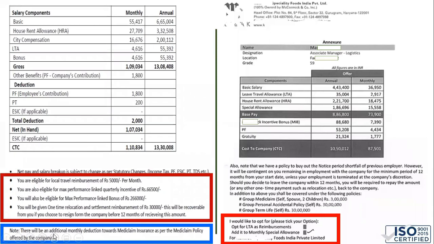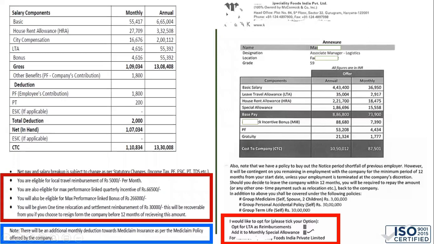Then in the blue box, they are saying that there will be an additional monthly deduction toward the mediclaim insurance as per the mediclaim policy offered by the company. So one thing that is noticeable here is that the net take home salary mentioned over here is not the final take home salary of the employee. There would be a further deduction from this net take home salary, because they are deducting the mediclaim insurance premium from the employee's salary only. So these things are important to study in the CTC annexures of the employee.